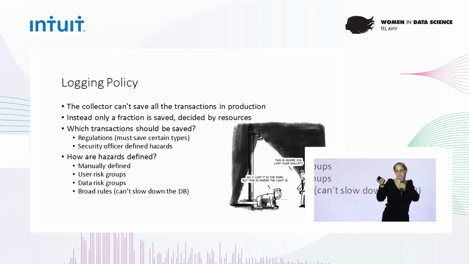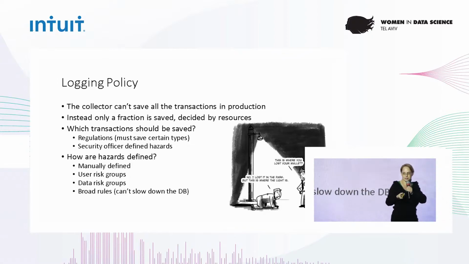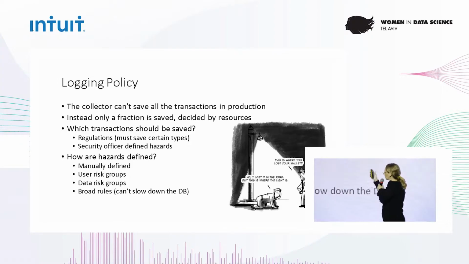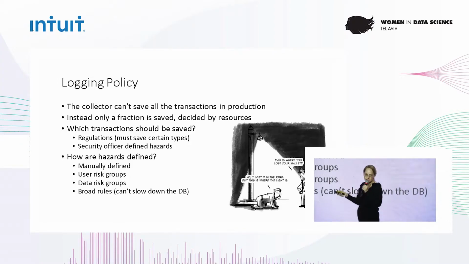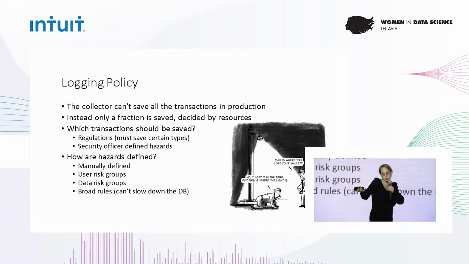And on the other side, we have the security officer. She's in charge of keeping our databases safe, and she decides what's hazardous or not. How does she do that? First of all, I want you to know that it's a manual job. When setting up a system, she's defining user risk groups and assigning users to these groups. And she's defining database risk groups and assigning databases to this group and tables to this group. And she can also use rules.